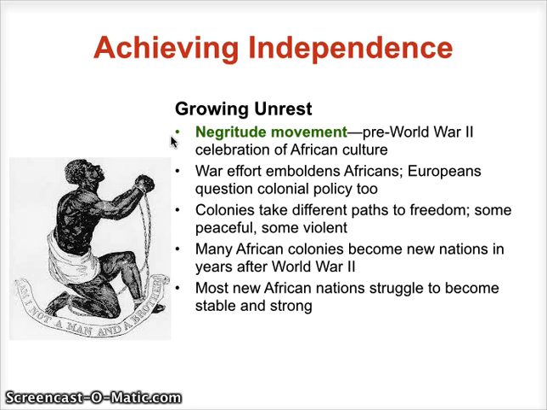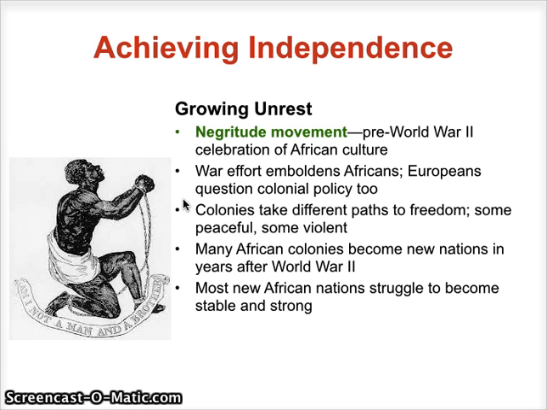This is the beginning of the Negritude movement. Now, the Negritude movement is after World War II, and it's a growing celebration of African culture. So up until this point, Europe has dominated Africa and has sort of dictated how Africa should be. Well, Africans are starting to say, we have a very rich culture, and we respect our culture and we celebrate it. From this, we start to see many African countries wanting to get their independence.